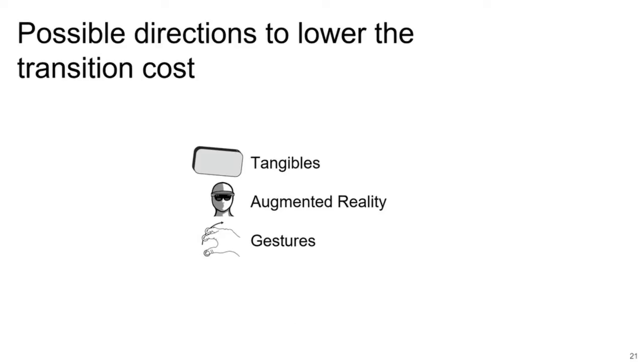So in the rest of this talk, I will point at three potentially interesting directions to lower the cost when transitioning from one device to another. I will talk about tangibles, augmented reality, and gestures. So I start with tangibles.